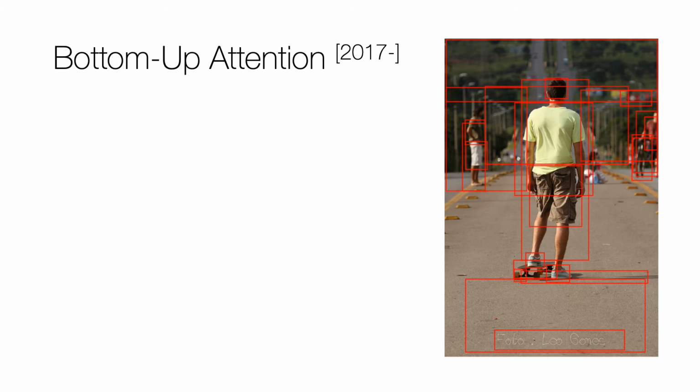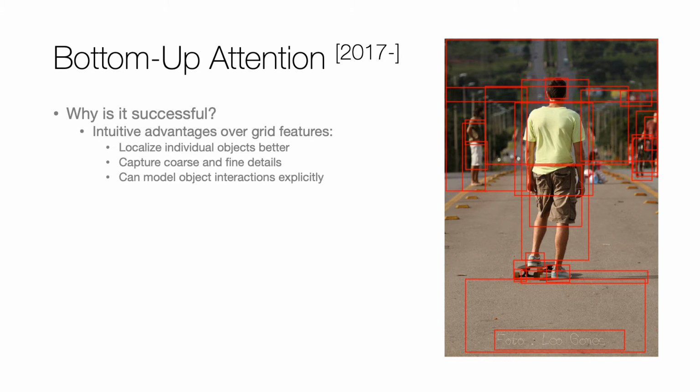Then we are curious to see what makes it successful. Well, intuitively, region features do have a set of advantages over grid features. First, it localizes individual objects better, whereas grid features can only give a rough idea, especially when the feature map is coarse. Second, it is flexible in capturing both coarse and fine details in the image. And thirdly, modeling regions also allows it to easily characterize the interactions between objects, for example, when the objects overlap. So, are these underlying reasons for its success?